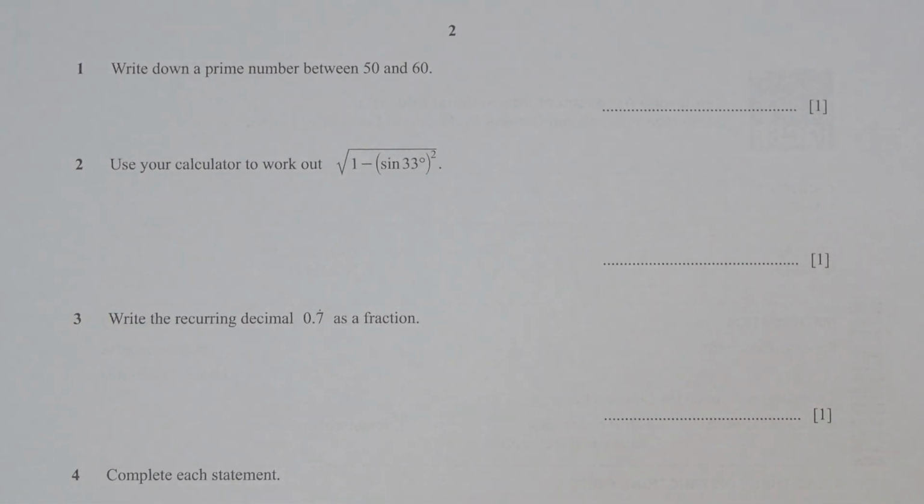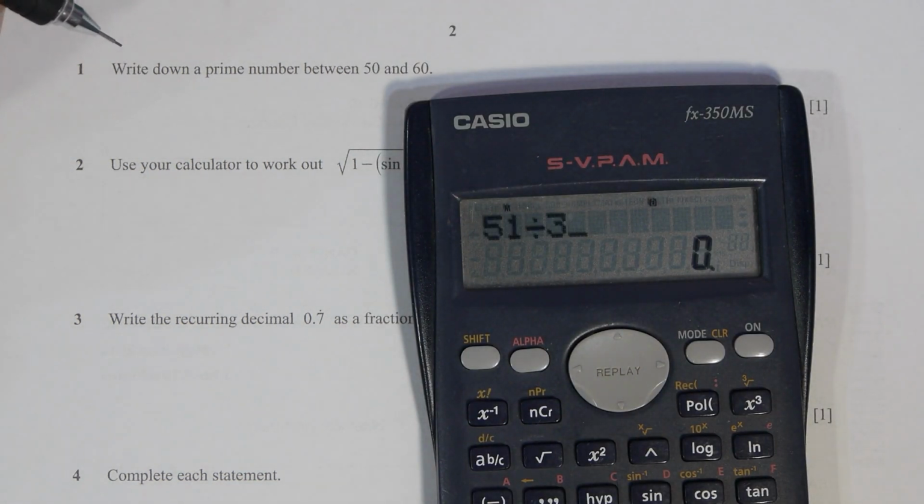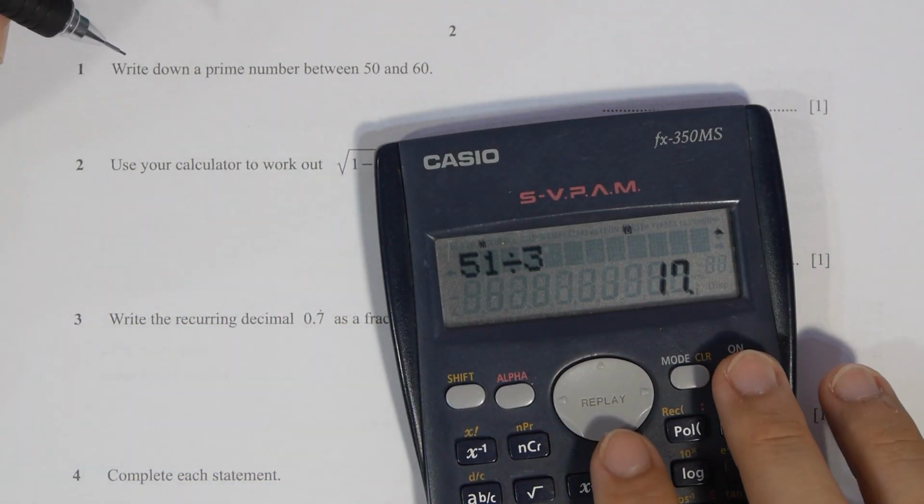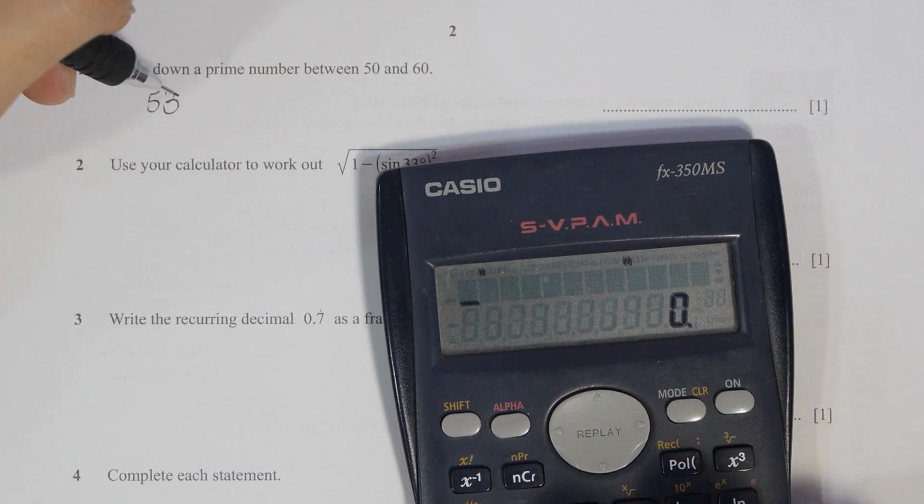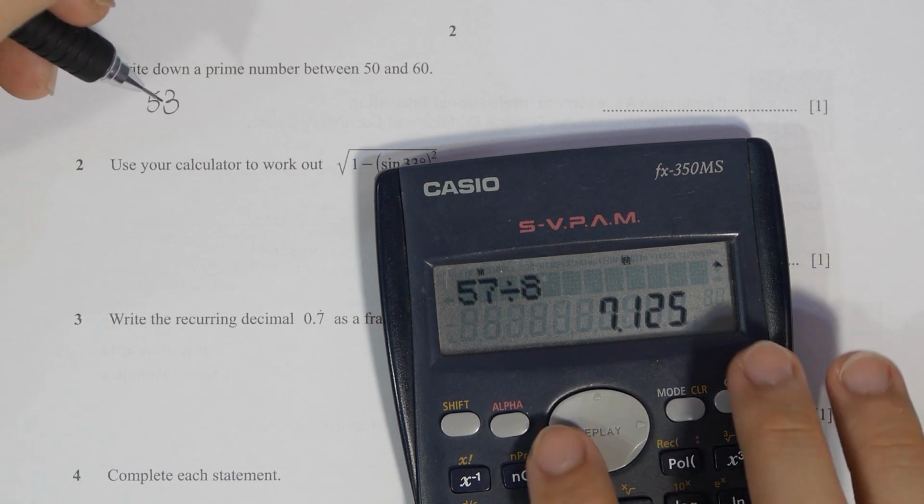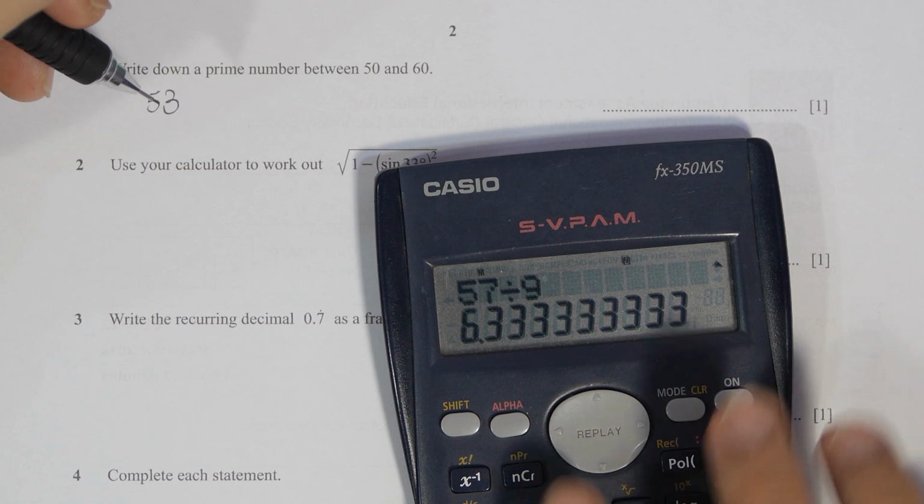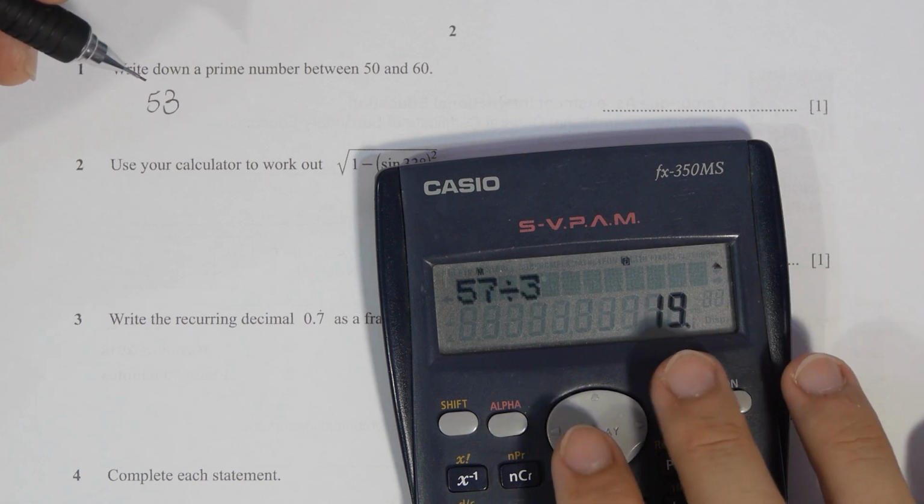For step 22, question 1, find the prime numbers between 50 and 60. So the possible choices will actually be 51, 53, 57 and 59. However, 51 and 57 are disqualified because they both can be divided by 3. So we are left with 53 and 59. You can write either one of them into the blank.